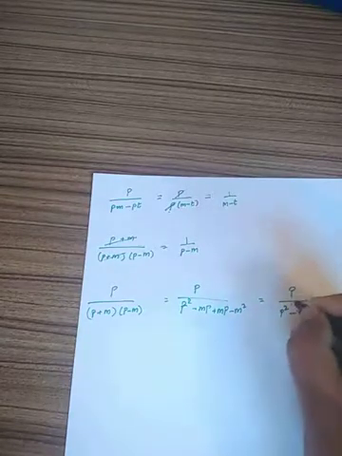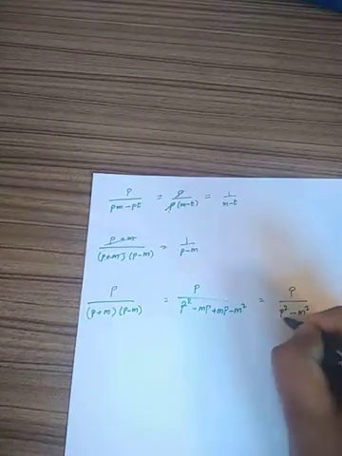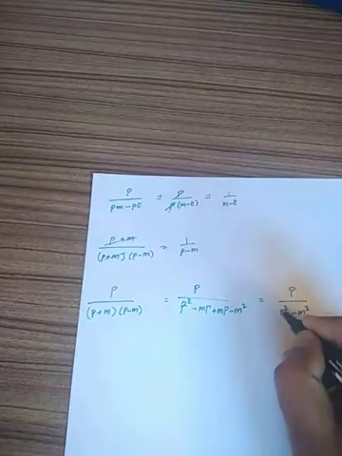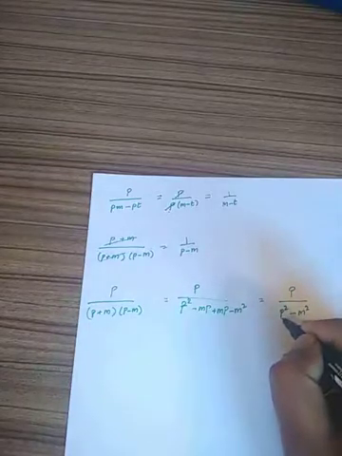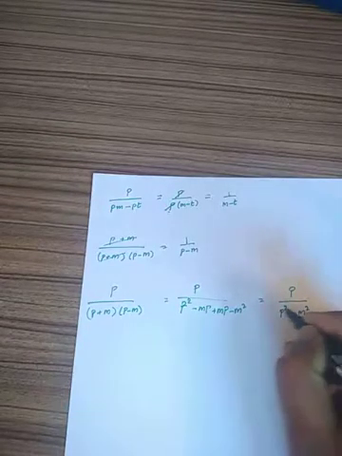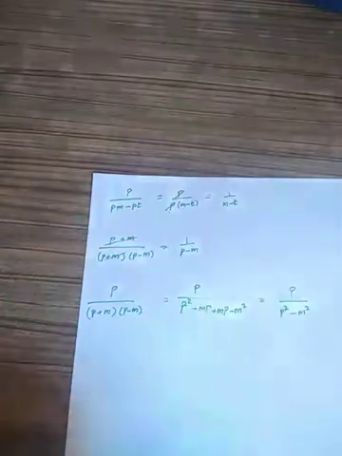Can I cancel these? No, because it is being divided. The denominator is P square minus M square. So until we perform this, there is no cancellation or calculation that can take place.